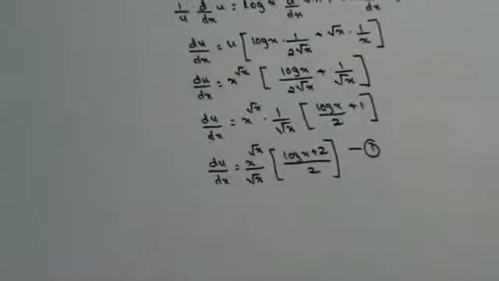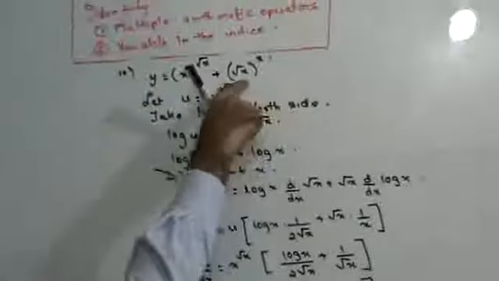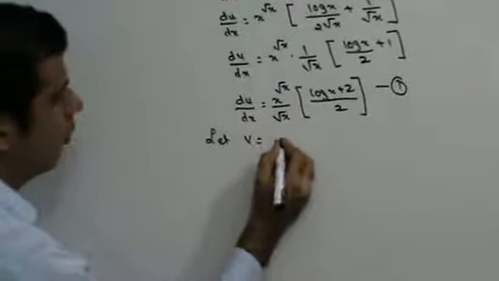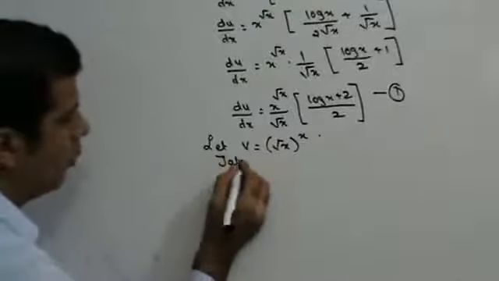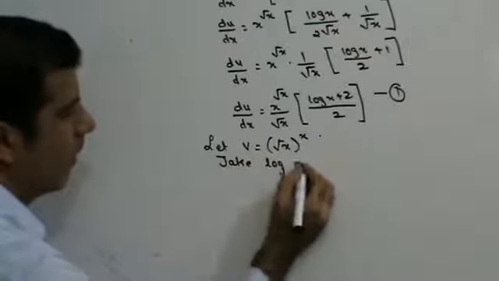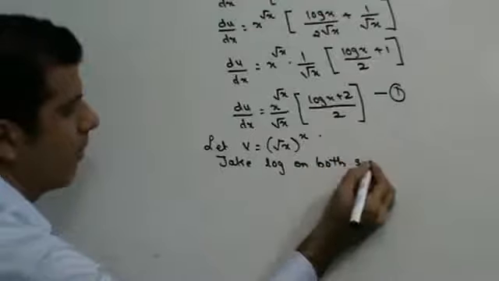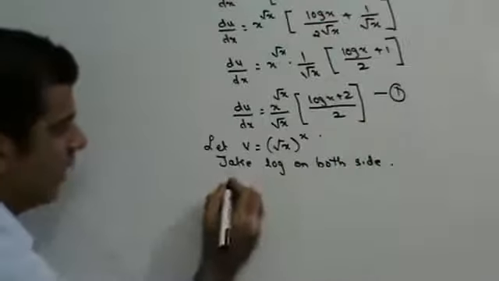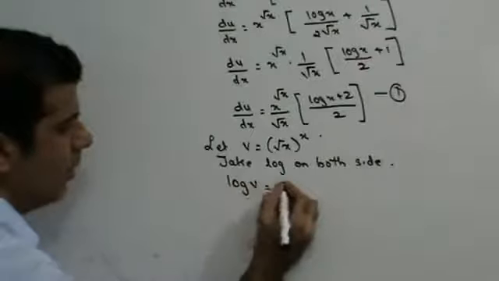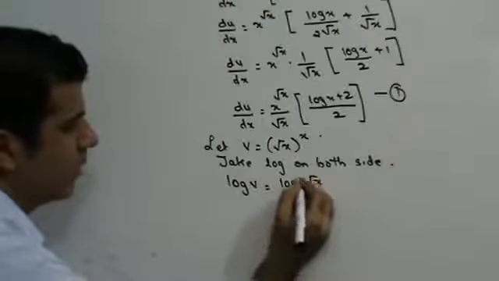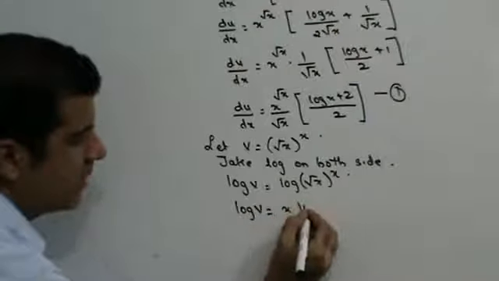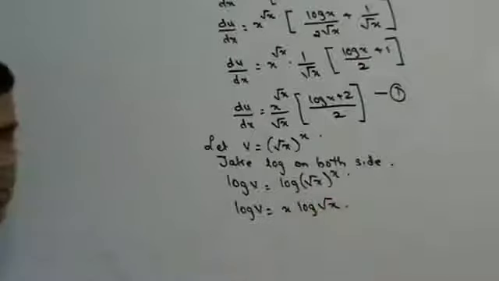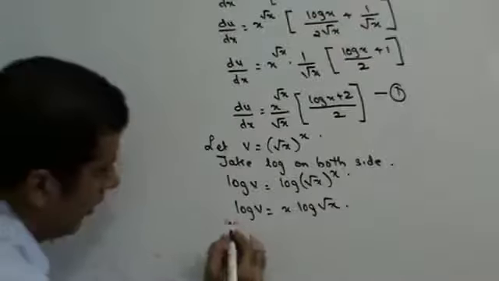Now, the second term that you have, you will assume that to be v. So you will say let v be equal to root x raised to x. Take log on both sides. If I take log on both sides, I'll get log v is log of root x raised to x. So you will get log v is x log root x. Whatever is the number in the index comes before the log.